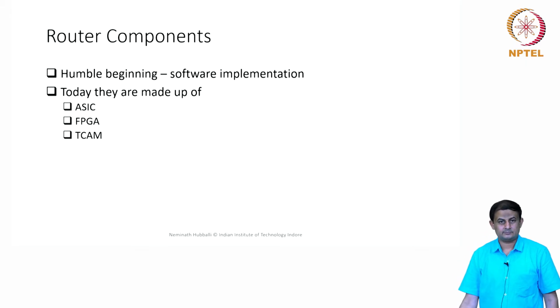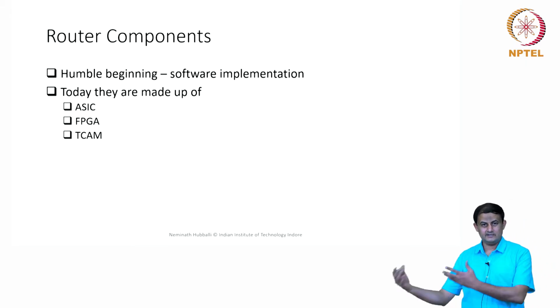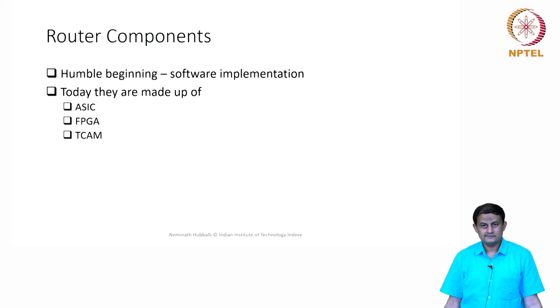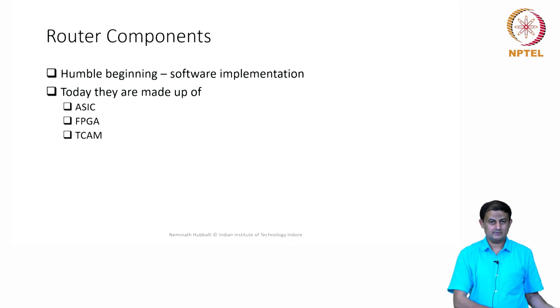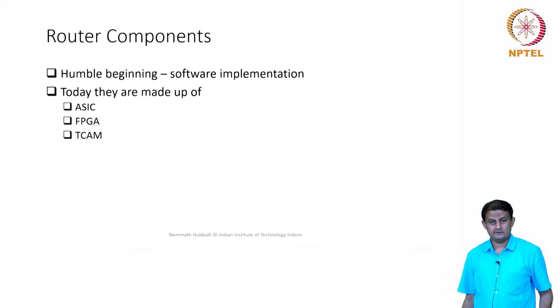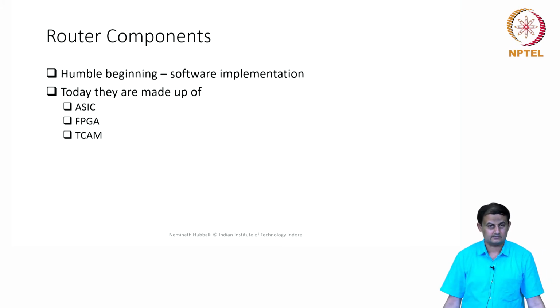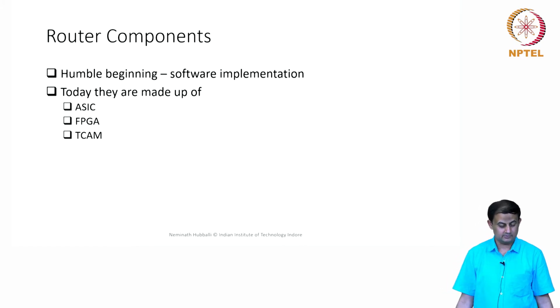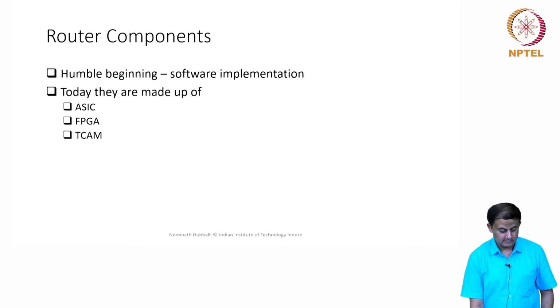And as days passed by and the network speed kept increasing, the software solution probably wouldn't be able to scale up, or it didn't scale up. So we turned to hardware, and there are several hardware mechanisms, or techniques, that came into the picture. So one is something called the ASIC.